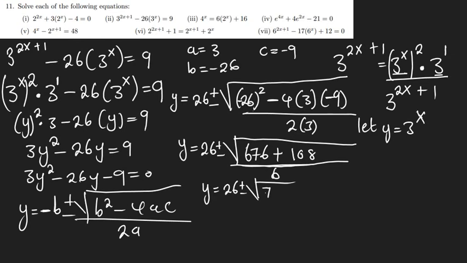I'm going to get y equal to 26 plus or minus the square root of 784, over 6. Then the square root of 784 is giving me 28. So we are going to have y equal to 26 plus or minus 28, over 6.